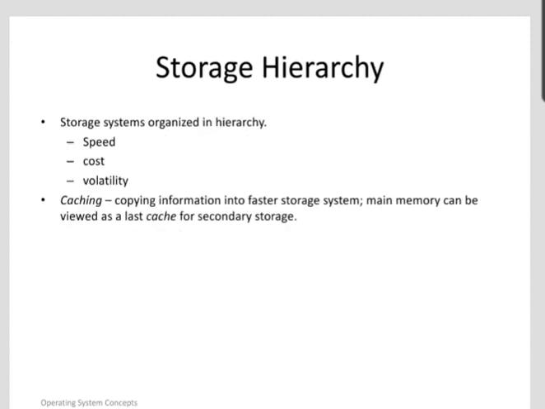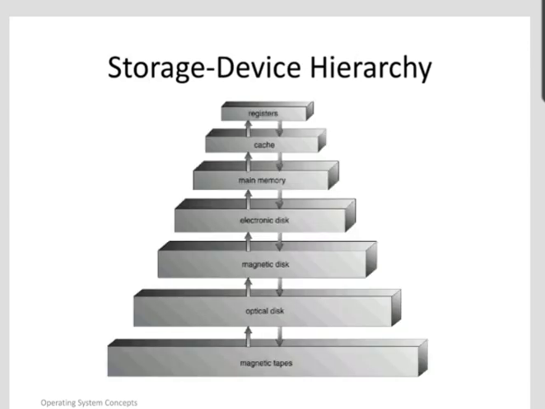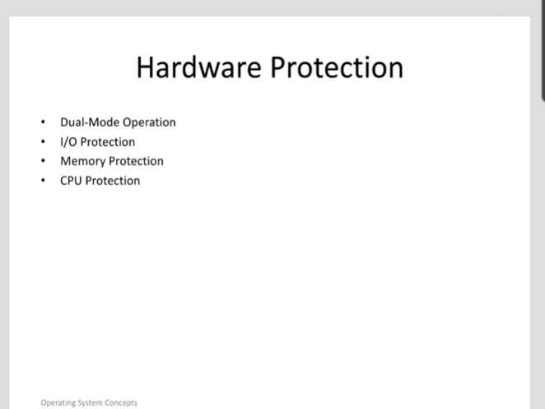So, storage hierarchy. The storage system is organized in a hierarchy by speed, cost and volatility. Caching means copying information into a faster storage system. The main memory can be viewed as the last cache for secondary storage. This diagram shows the storage device hierarchy. It has magnetic tape, optical disc, magnetic disc, electronic disc, main memory, cache and register. So hardware protection consists of dual mode protection, input output protection, memory protection and CPU protection.